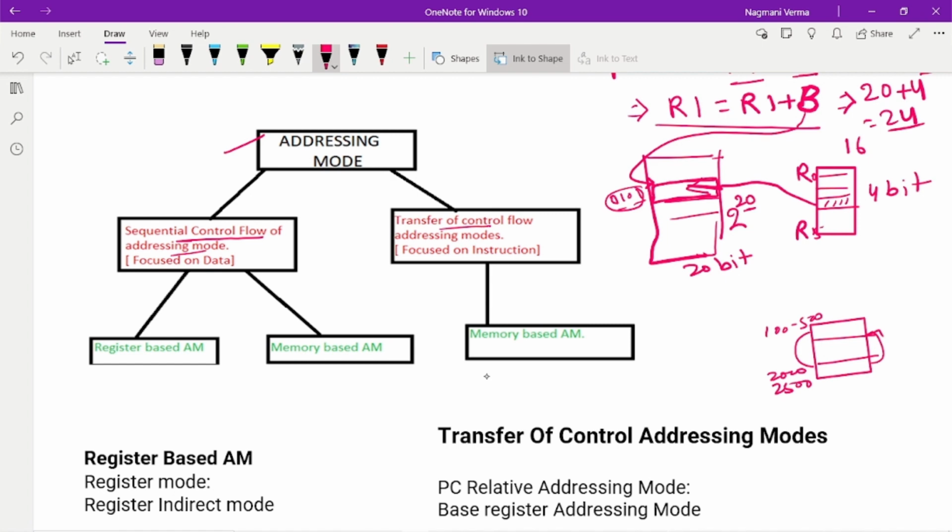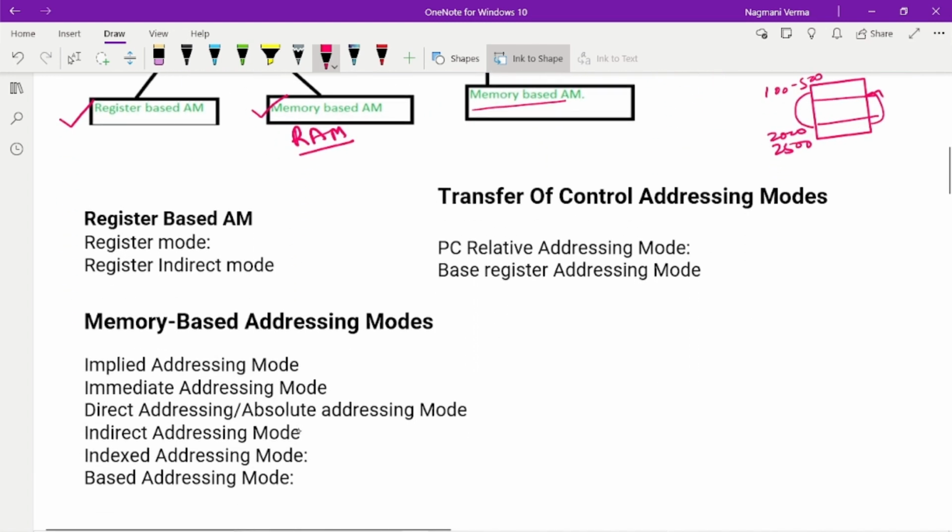That is basically focused on the instructions, what instructions need to be executed. But here it is focused on the data. Okay, now in sequential control flow there are two types of addressing mode. One is based on the register, another is based on the memory. Memory means the RAM. Similarly, in the transfer of control flow, there is only one type, that is based on the memory. Let's talk about the different addressing modes quickly, and then we will discuss them in detail.